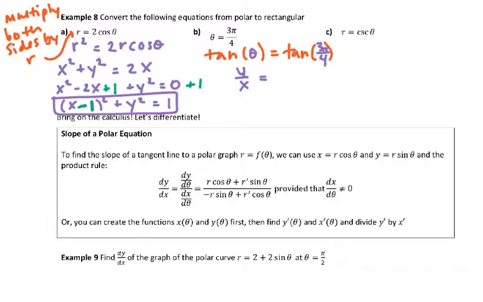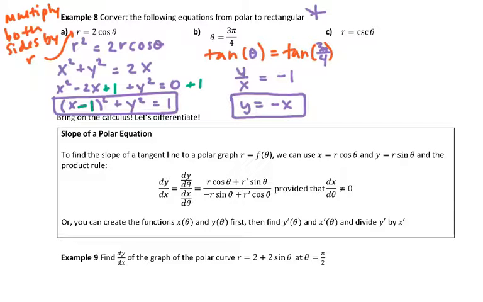Tangent of 3 pi over 4, let me think about that. That's going to be quadrant 2. So they have different signs, so it should be negative 1. So then we get y equals negative 1x, or just negative x. That's just a good old straight line.